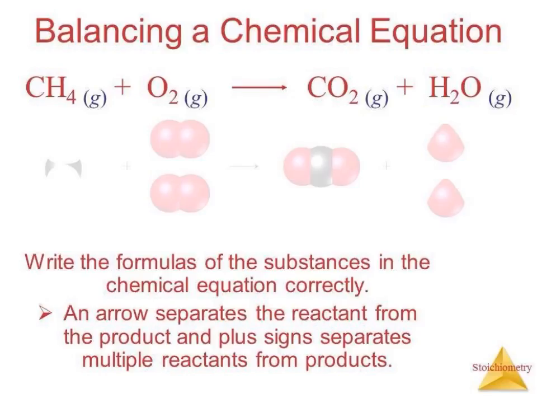In balancing a chemical equation, for example, the equation representing the reaction between methane and oxygen producing carbon dioxide and water vapor, the first step is to write the formulas of the substances in the chemical equation correctly. So for example, this is the formula for methane, oxygen, carbon dioxide, and H2O in the form of gas. An arrow in a chemical equation separates the reactant from the product, while a plus sign, on the other hand, separates multiple products and reactants in a chemical equation.